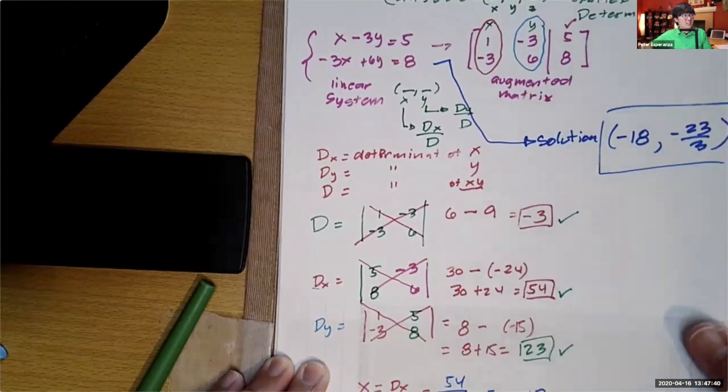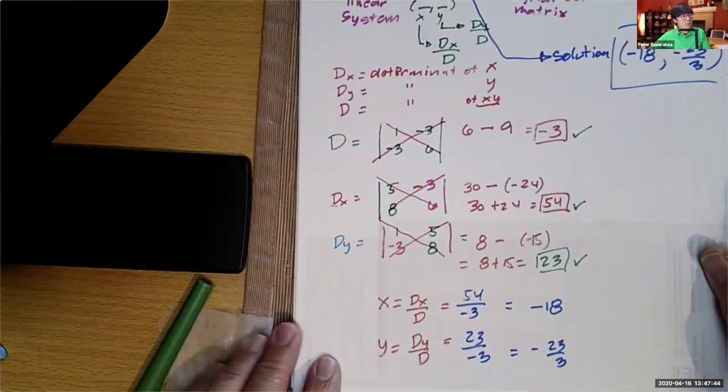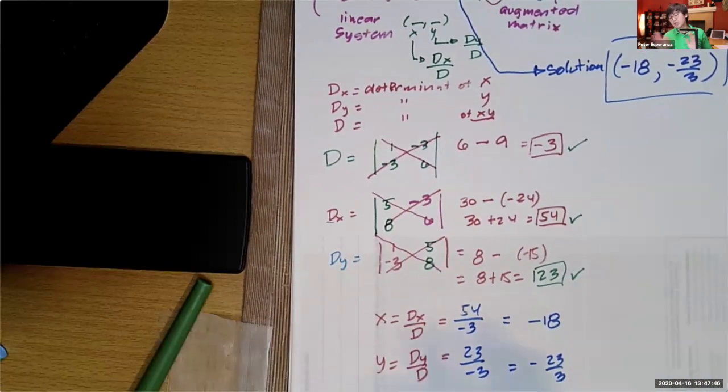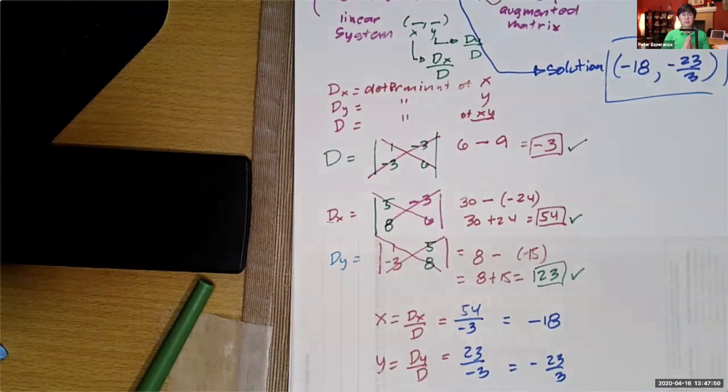Is it easy? Maybe. Is it complicated? Yeah, maybe. So let's have a recap of what we just did. In using Cramer's rule, you will change your linear system into an augmented matrix. Now your goal is to find 3 determinants. So the 3 determinants will be your D, Dx, and Dy.